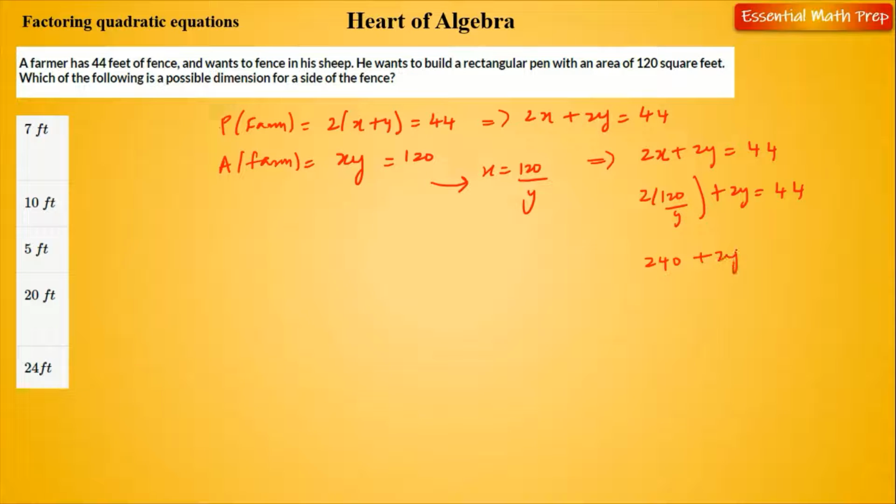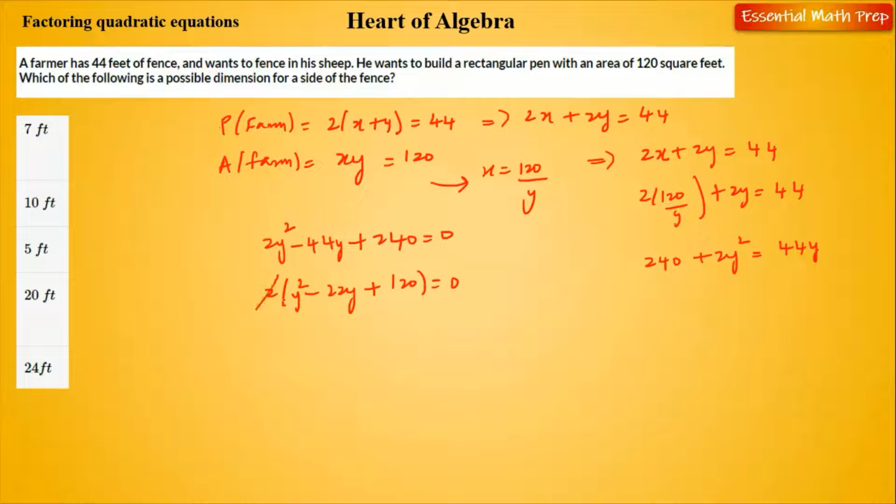Plus 2y squared equals 44y, right? If you take y as a common denominator, this further reduces to 2y squared minus 44y plus 240 equals 0. We can take 2 out of the expression, so it's y squared minus 22y plus 120 equals 0.